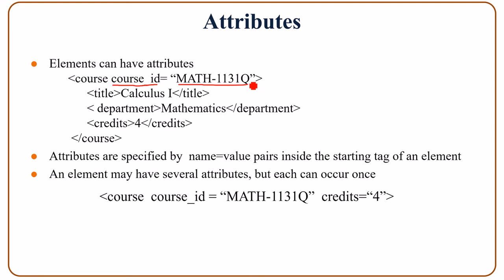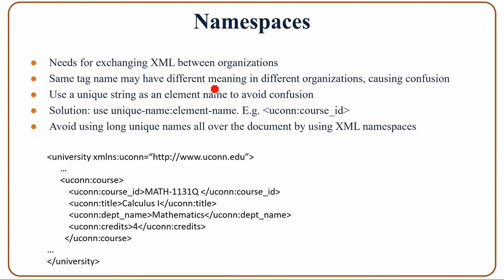An element may have several attributes, but each can only occur once. In this example, we can see we have two attributes, course ID and credits. Now we talked about namespace.